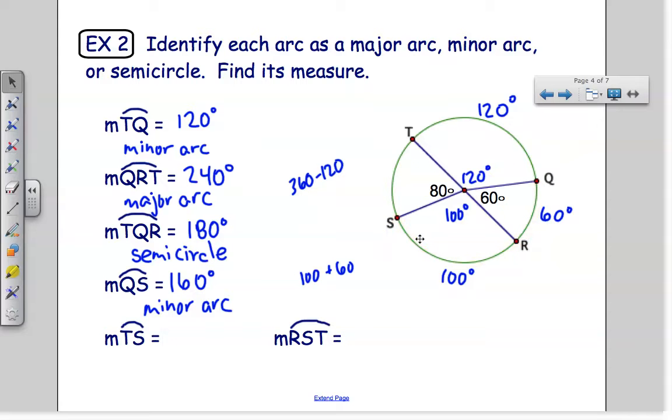So we're getting good at doing the measures of these arcs here. What is the measure of arc TS? Here is arc TS. Definitely a minor arc. It's less than half of that circle. It's named with 2 letters. And the measure of that arc should be the same as the measure of its central angle, which is 80 degrees. Then arc TS is also 80 degrees.